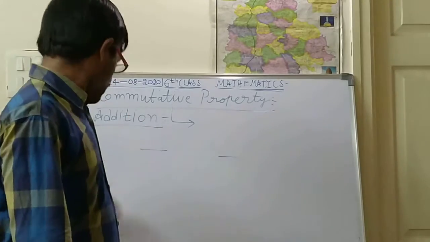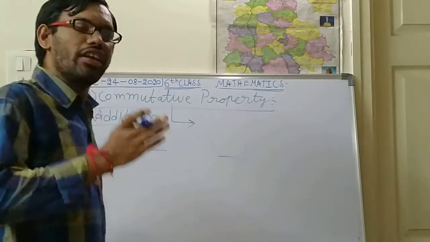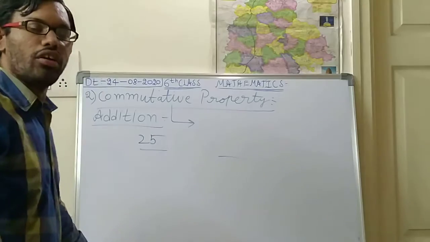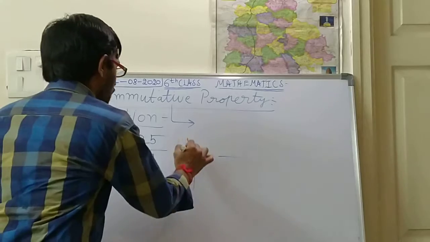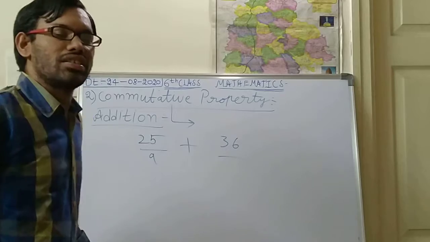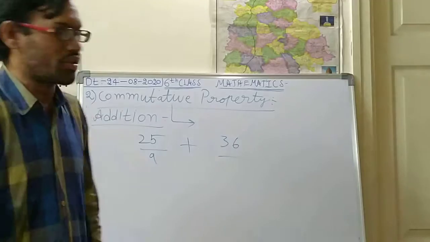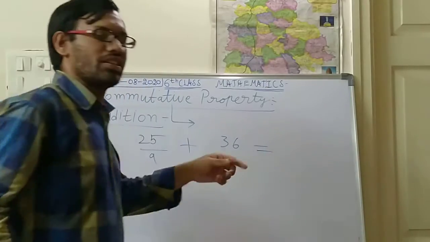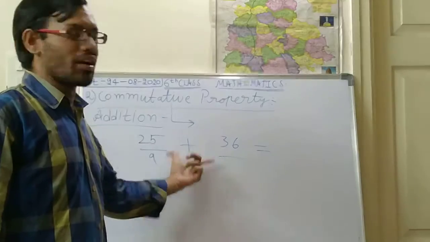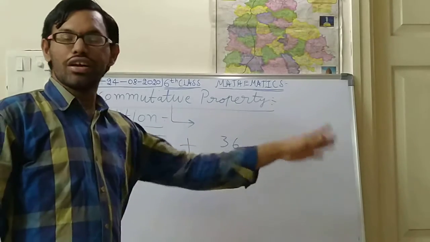So how will the commutative property be? Suppose you take any two whole numbers. I am taking 25 as one whole number. Another whole number is 36. So 25 plus 36. We have to check whether 25 plus 36 is a whole number or not. This will be satisfied, because we have already seen the same thing in the closure property: a plus b is also a whole number.